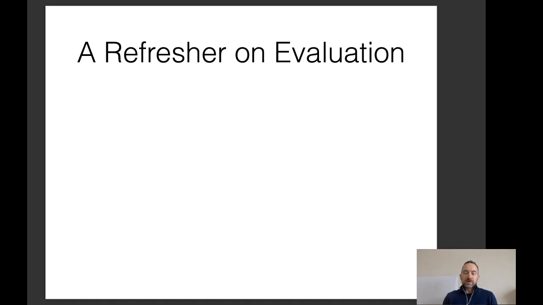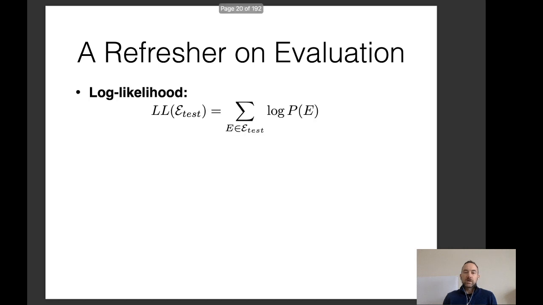I'd also like to talk about evaluation of language models. How do we evaluate our language models based on how well they are predicting? The standard way of doing this is to calculate the log likelihood of all the sentences in a corpus. Here I'm using the variable e to represent a sentence, and this cursive e test to represent the test corpus. We sum the log probabilities of all of the sentences in this test corpus here.